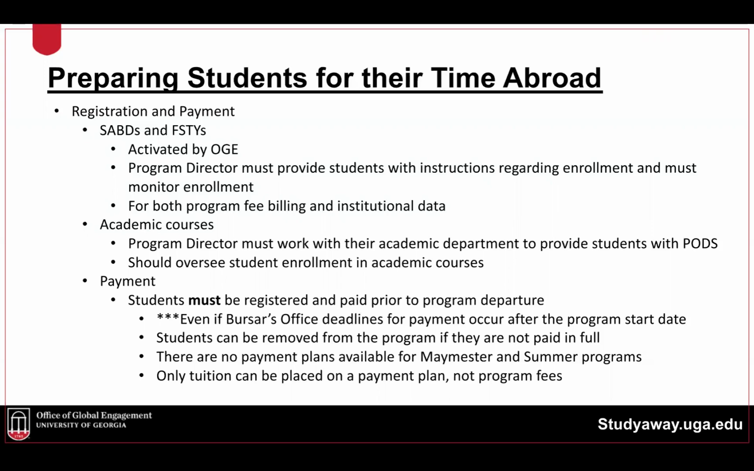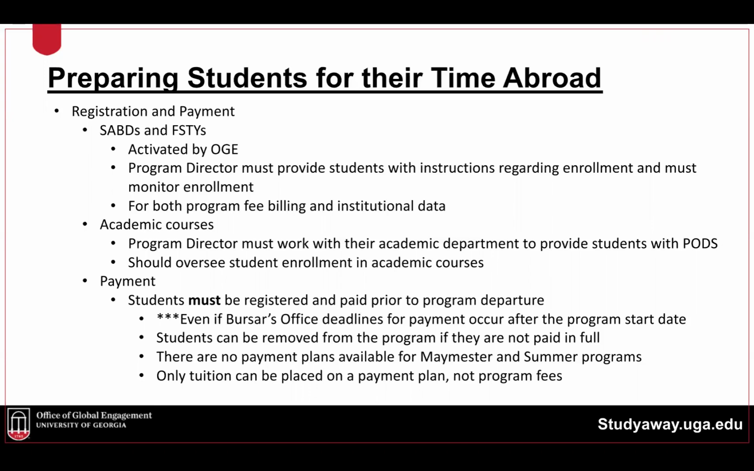In addition to an SABD or FSTY placeholder course, your students also have to register for their academic courses. If I am going on the UGA Bali and Beyond program, I need to register for my SABD placeholder course to charge me the program fee for my Bali and Beyond course. But then I also need to register for two different anthropology courses, because I'm going to be taking a total of 6 credits across two different academic courses in Bali. So I'm registered for a total of three things on Athena: my SABD, one anthropology course, and a second anthropology course. The program director must work with their academic department to provide students with permission of department or permission of major or prerequisite override, whatever is necessary for them to enroll in those academic courses.